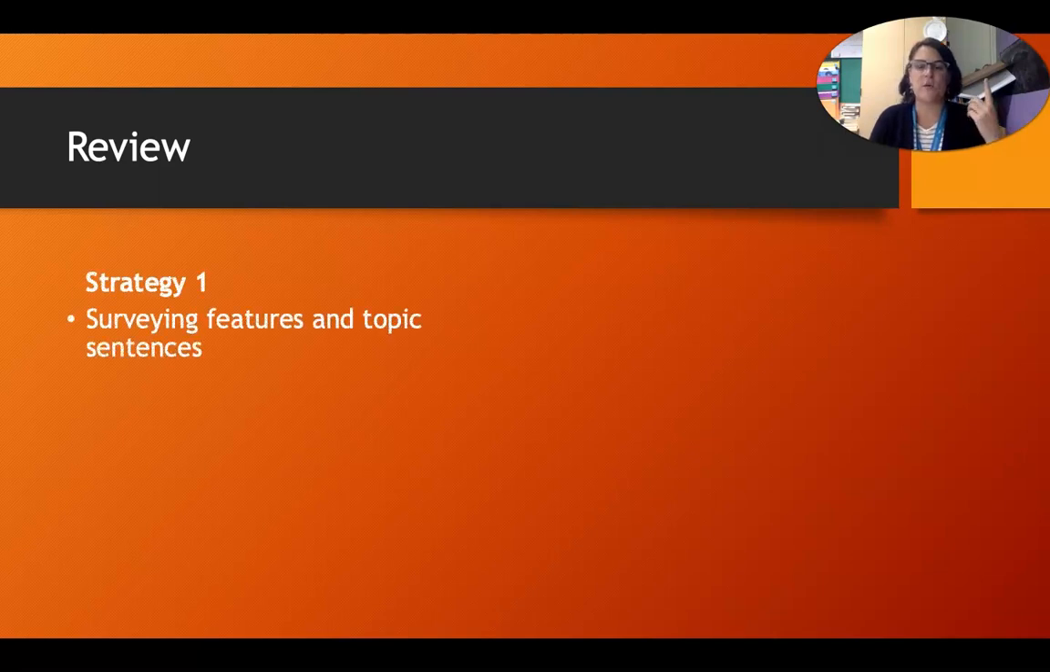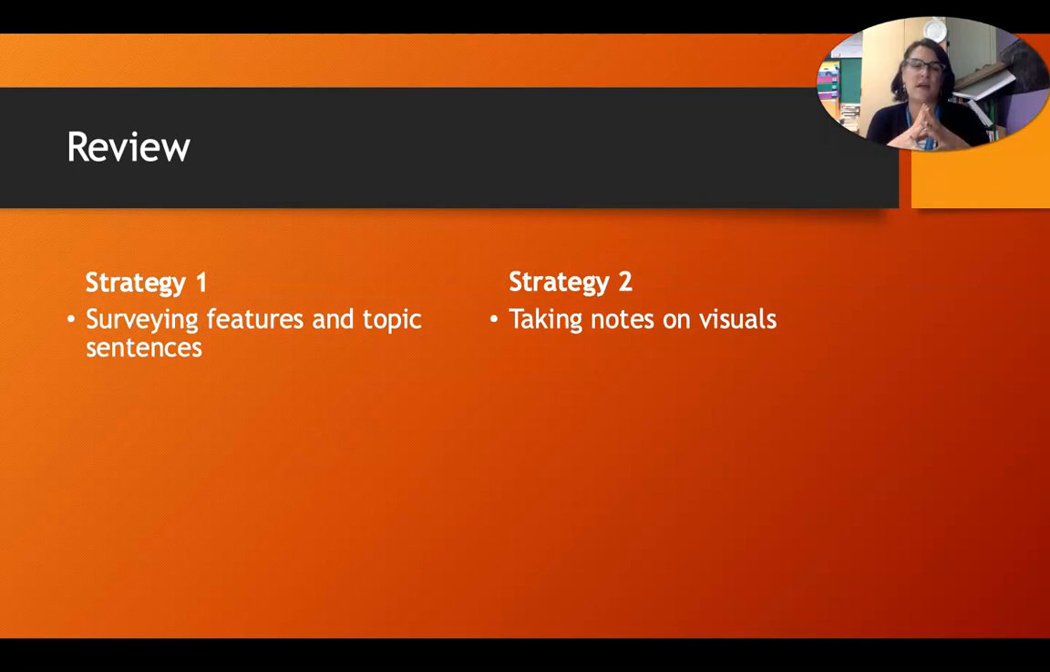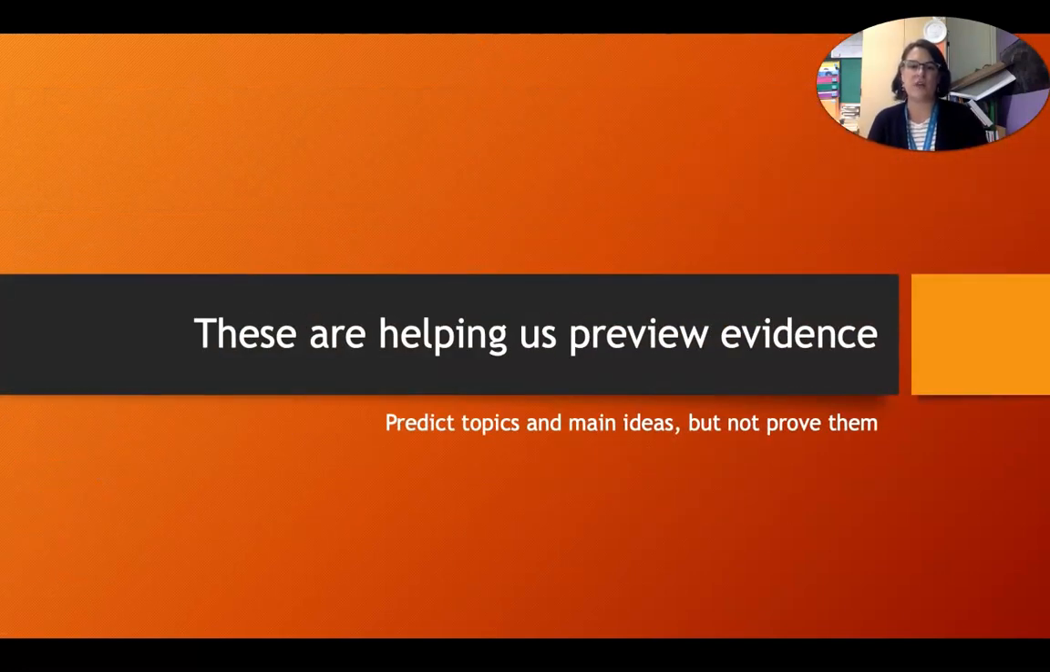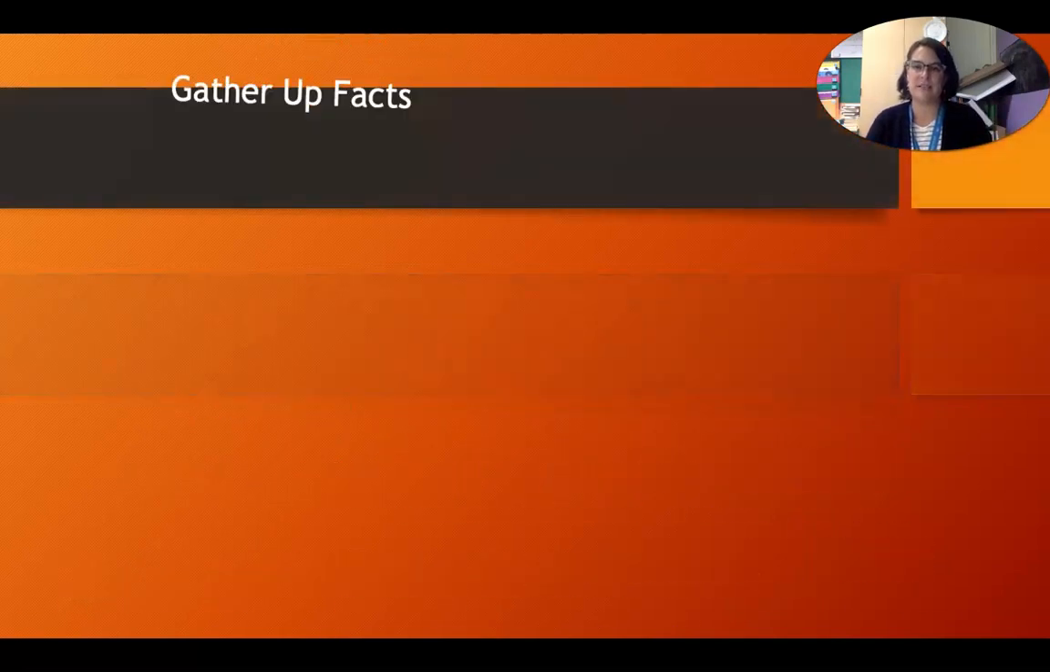Our first strategy was about surveying the features, pictures, graphs, and topic sentences to help us predict things. And the other one was to take notes on different visuals that we've actually stopped and looked at to gather more facts and information. These strategies are helping us preview evidence and start to think about it so that we are predicting possible topics and main ideas, but we're not actually ready to get down to 100% proving that these are the topics and main ideas. And that's what we're going to get to today.